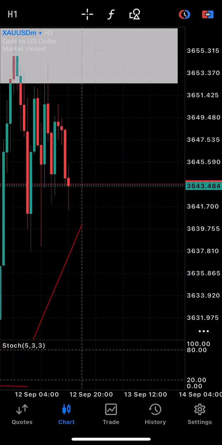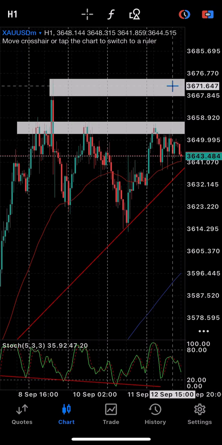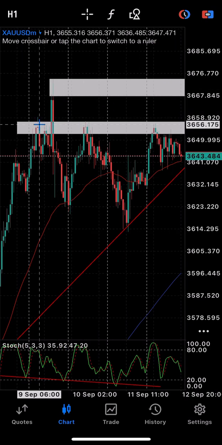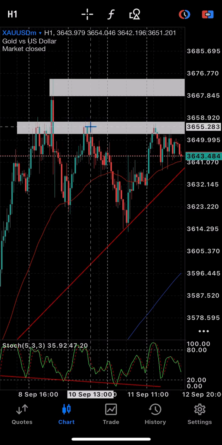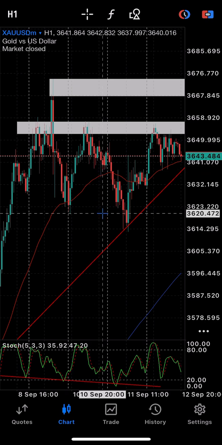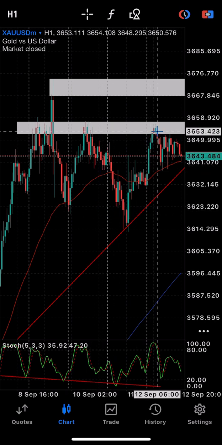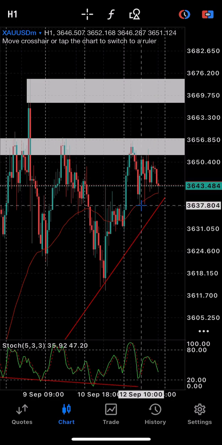So let's go to our 1 hour time frame. Let me show you more. So this is the zone on the 1 hour time frame here. You can see this head and shoulders pattern that formed. This is the supply zone here. The market came back to this supply zone and then it sold massively.